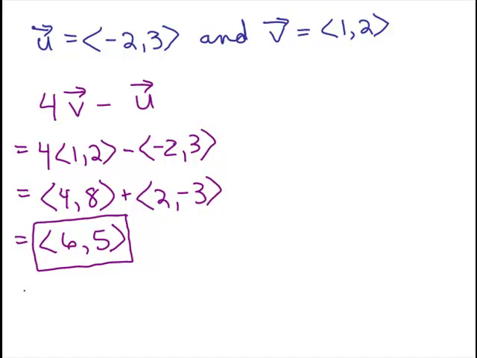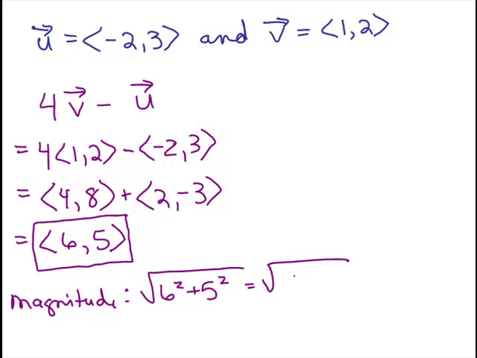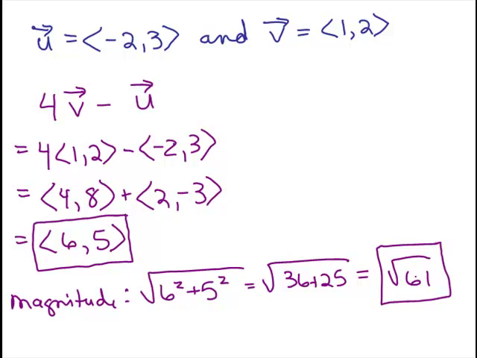minus u. And now for the magnitude, which is the length of that vector, if you were to draw it, it's just the square root of 6 squared plus 5 squared, which is 36 plus 25, which is the square root of 61. And you can't simplify that either because 61 is prime. And so there you are.